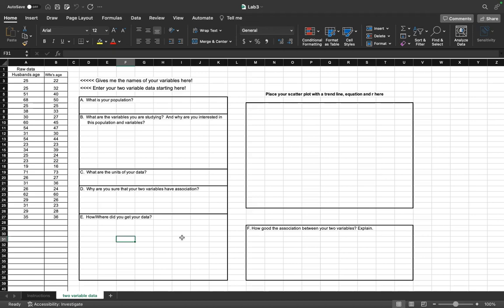But for example, if you were looking at how old somebody is compared to how many children they have, you think older people are probably going to have more children. Whatever they are, you need to talk about why you chose that, why you think that they're associated. The only wrong answer is not answering that question. It's your opinion, so it can't be marked wrong. If you actually answer the question as why you think they're associated, it can't be marked wrong.